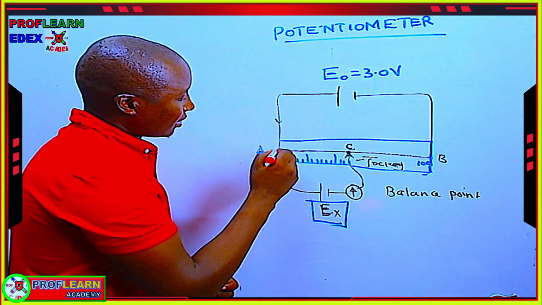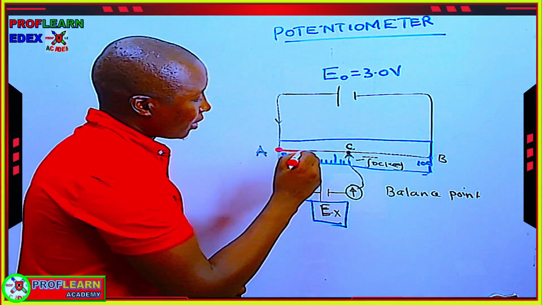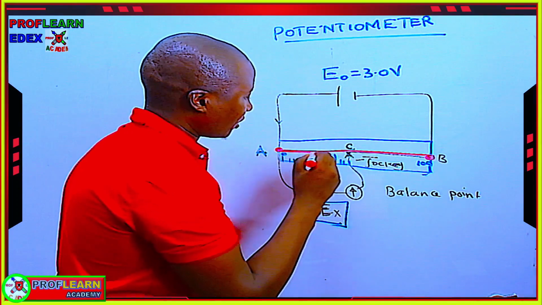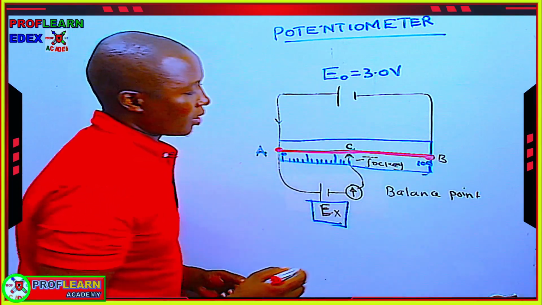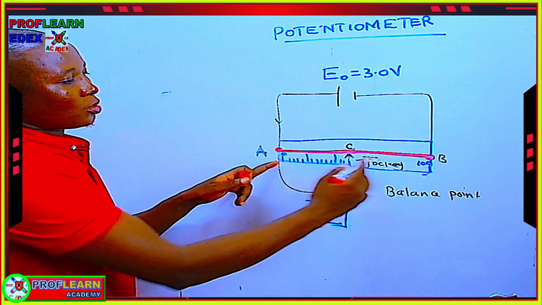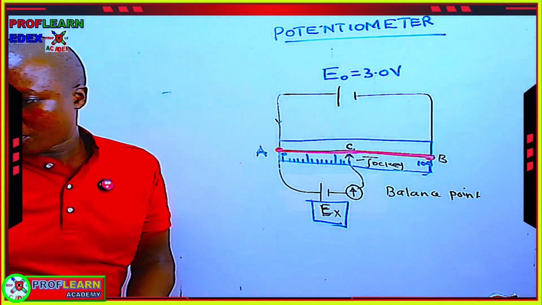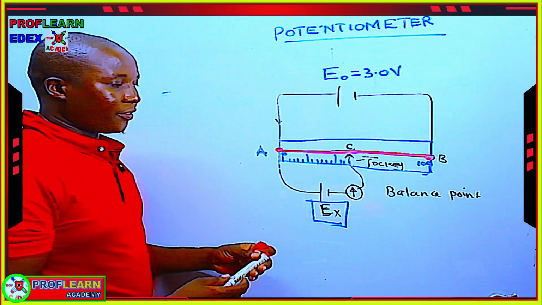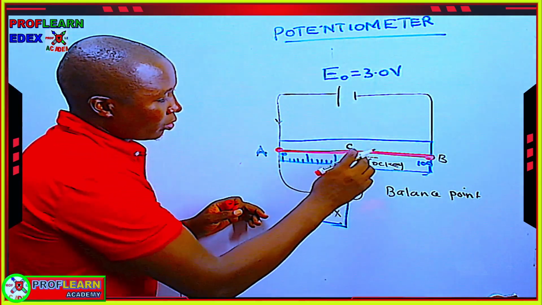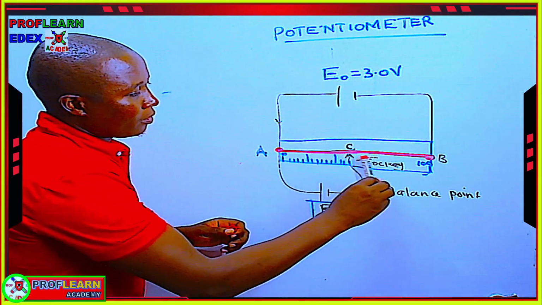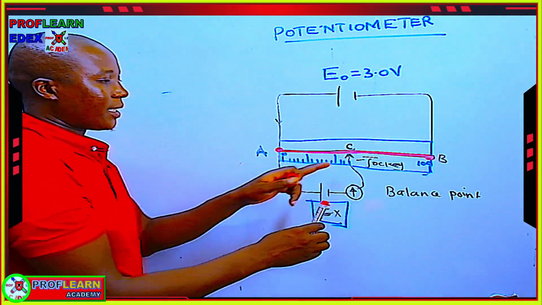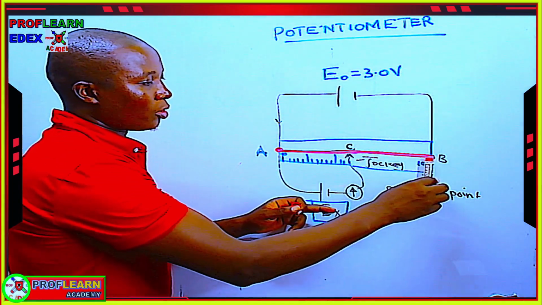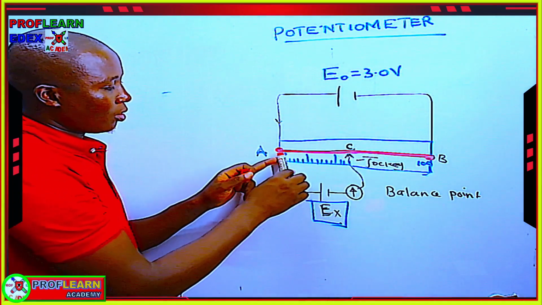A potentiometer is basically made of a wire of uniform cross-sectional area. So this is the resistance wire, which is connected to a meter rule. Here we have a jockey, meaning this jockey can be moved along the wire, and it makes the connection. You can move the jockey close to B, or you can move it close to A.